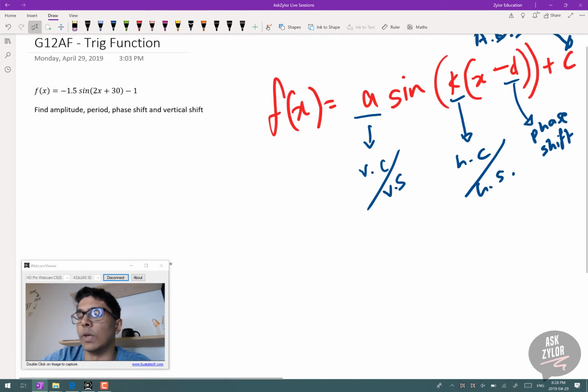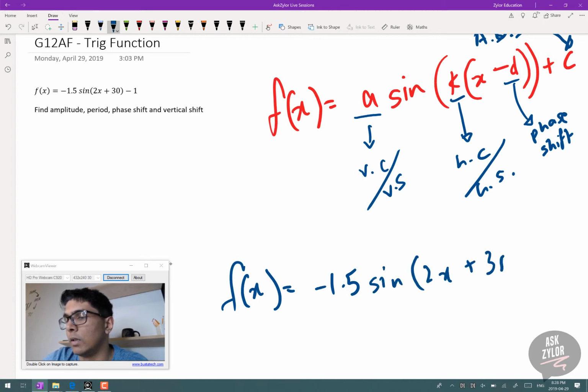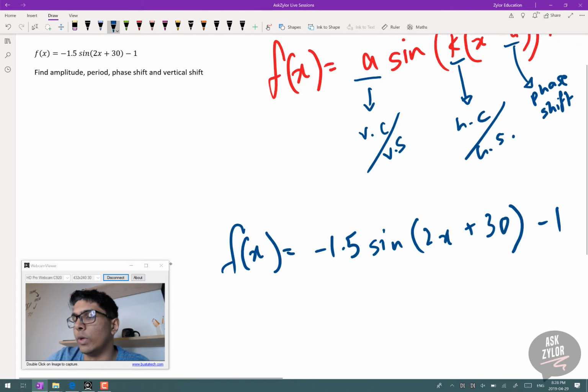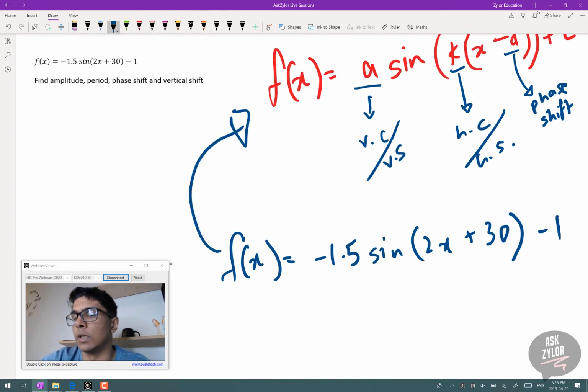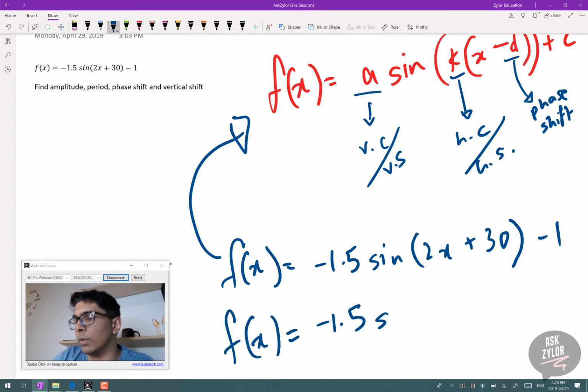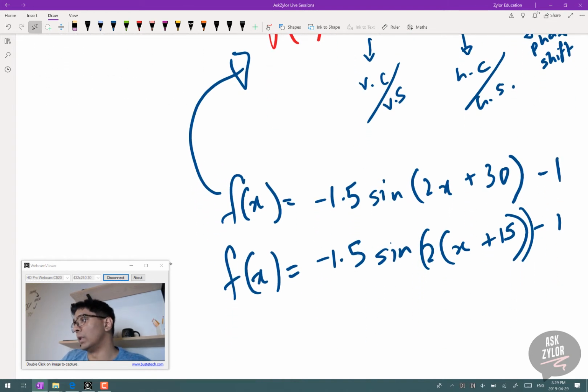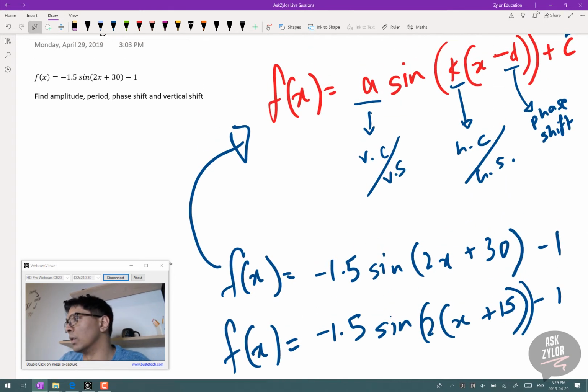Okay. So we're given an equation, f(x) is equal to negative 1.5 sine of (2x plus 30) minus 1. What we should do is get this equation in terms of the proper form. So we're going to factor out a 2 inside the bracket. So we have 2 times (x plus 15). Now it's going to mirror what we had initially, so we can describe the amplitude, the period, the phase shift, and vertical shift very accurately.